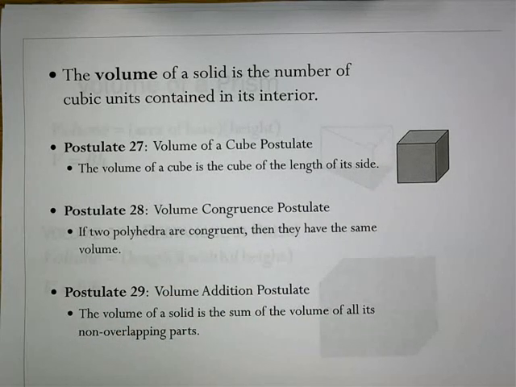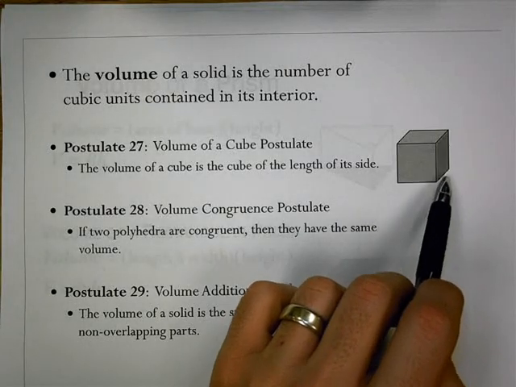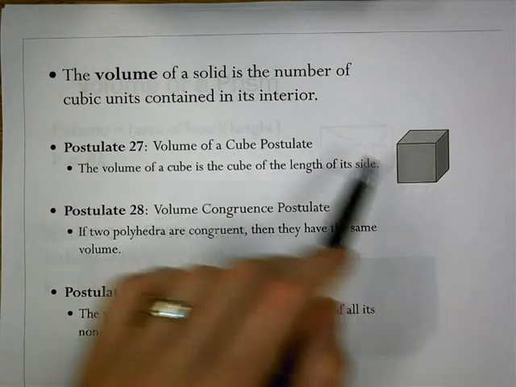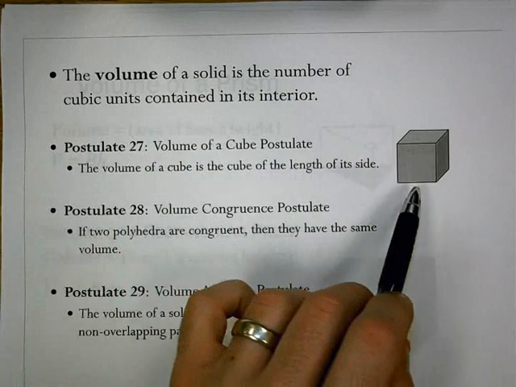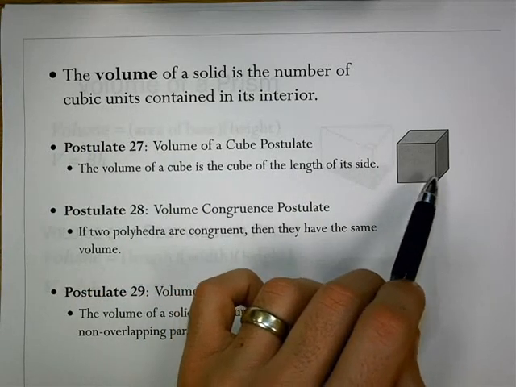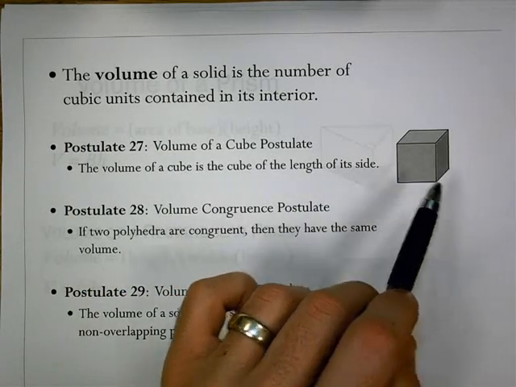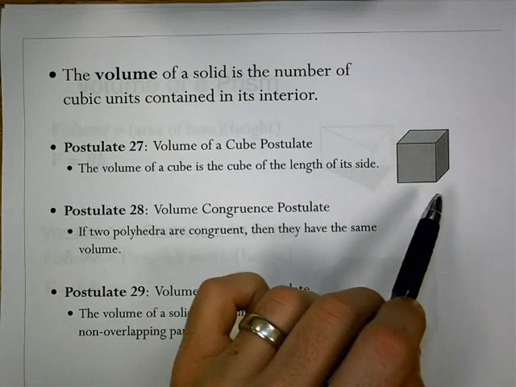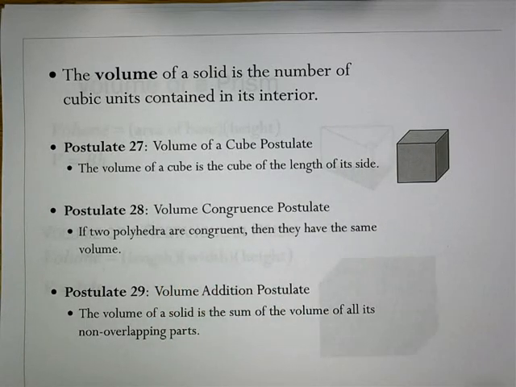Our first postulate says the volume of a cube is the cube of the length of its side. If each side length was 1 here, I would say it's 1 cubic unit, which relates back to this. If it was 2, I would do 2, 2, and 2, so I could do 2 cubed, and its volume would be 8 in that case.